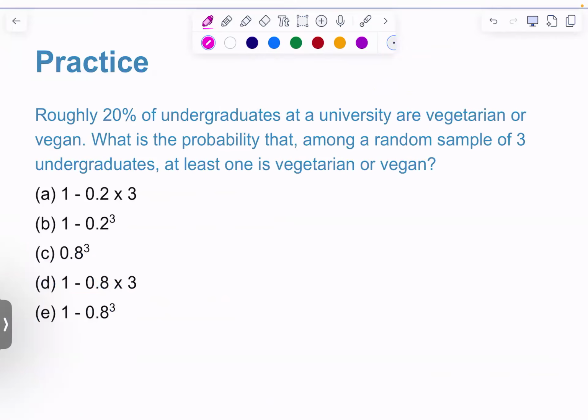Knowing that trick, roughly 20% of undergraduates at a university are vegetarian or vegan. What's the probability that among a random sample of 3 undergrads, at least one is vegan or vegetarian? Again, at least one.